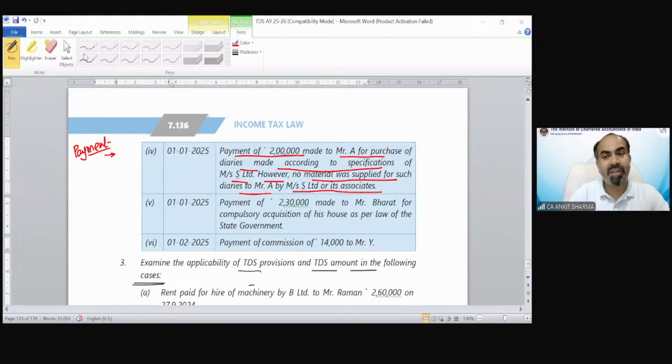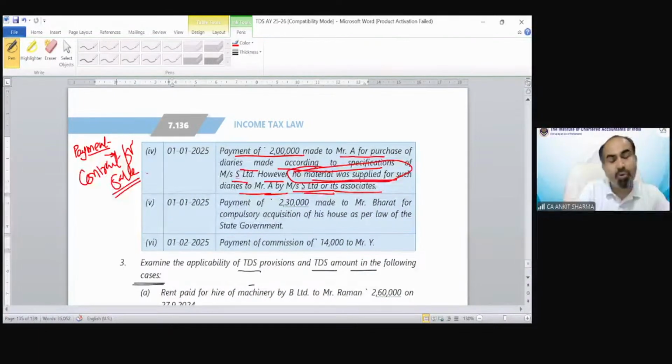We have gone through this kind of example. It says that if the manufacturing is as per the specification of the person who is going to pay you, but the material is also supplied by the buyer or the person nominated by him, then there would be a job work case and TDS could be applicable. But because of this line, no material was supplied from such diaries to Mr. A by S Limited. So this is a contract for sale. And a contract of sale is absolutely material only. So there would not be any TDS applicability under section 194C.